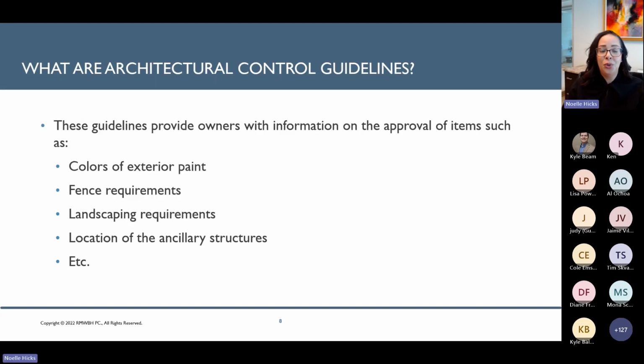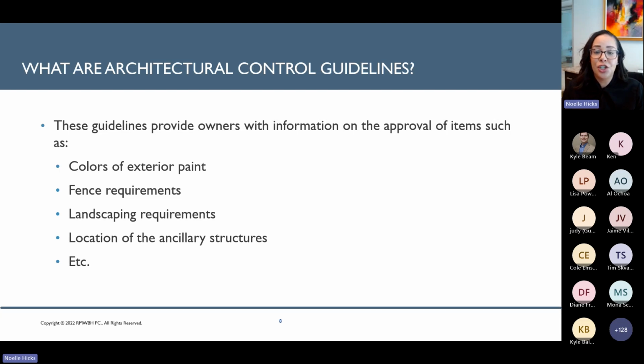All right, so what do the guidelines do? Well, they actually provide owners with information on approval of such items. And so again, earlier I mentioned that a lot of times the restrictions will have certain information about use restrictions or how things can be built, the types of materials that need to be used, and so on and so forth. But a guideline can really provide a little bit more clarity on things like colors of exterior paint, fence maintenance and requirements, landscaping, location of mother-in-law suites or granny flats and things like that. And they should also address processes associated with obtaining project approval.